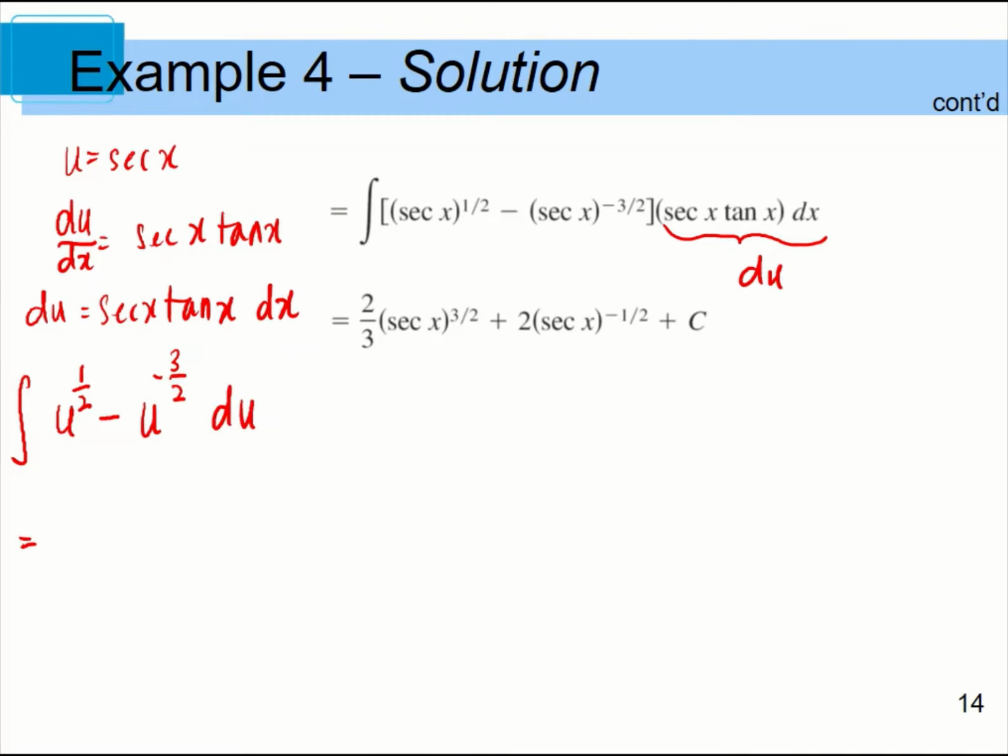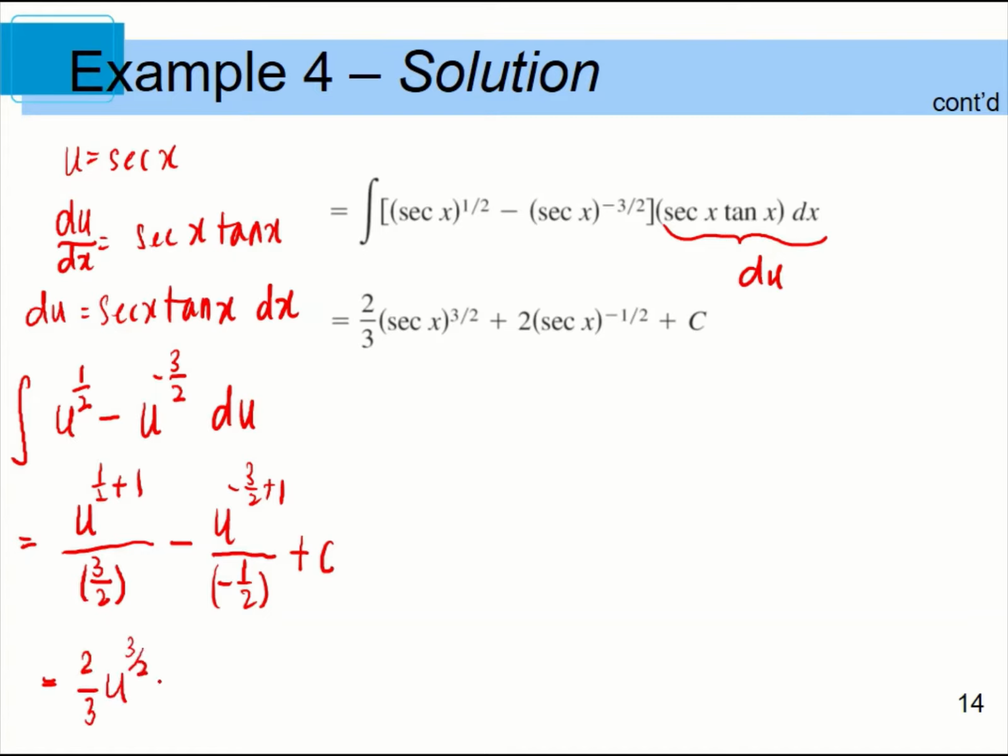So we can integrate from here. Integrating u to the power of half, we have 1 over 2 plus 1, divided by 3 over 2. Okay, 1 over 2 plus 1 is 3 over 2, so divided by 3 over 2, minus, and this is negative 3 over 2 plus 1, so we get negative 1 over 2 here, so we have negative 1 over 2 plus c. At the end, we will have 2 over 3 u to the power of 3 over 2, and negative becomes positive, 1 over 2 becomes 2, u to the power of negative 1 over 2 plus c.